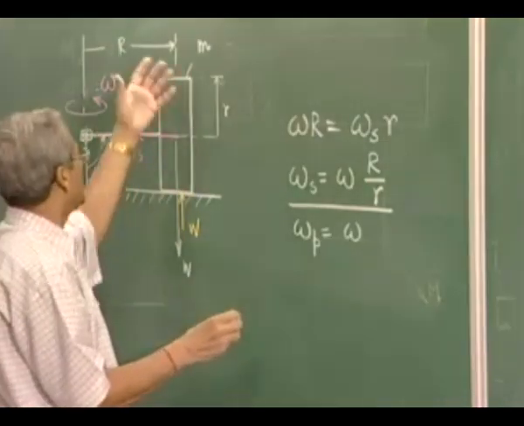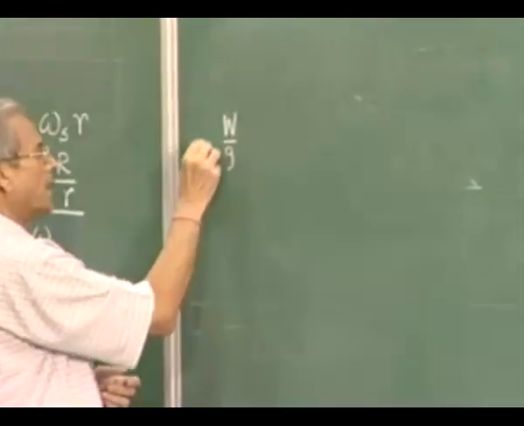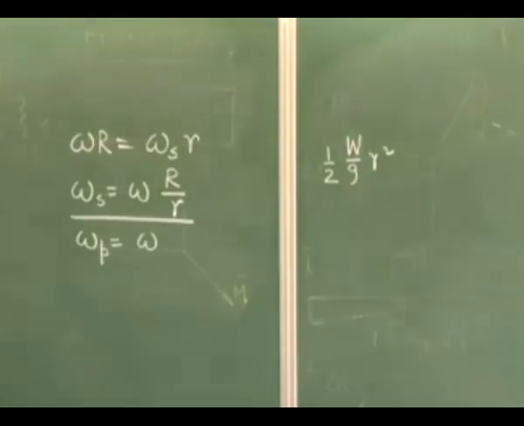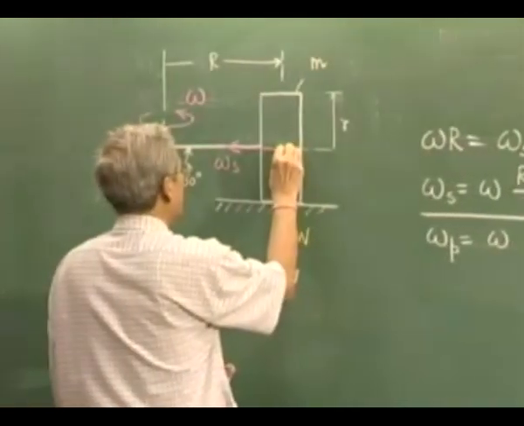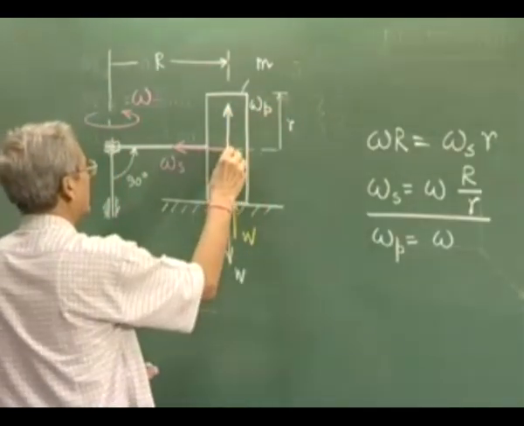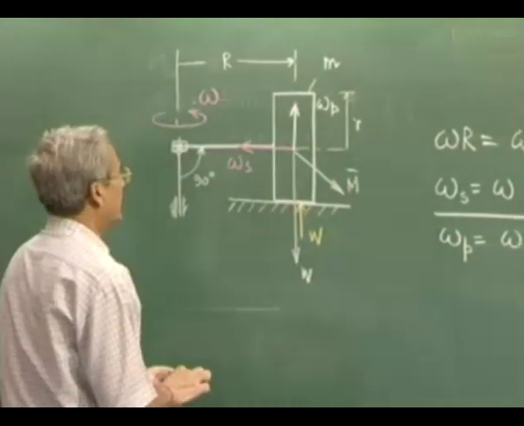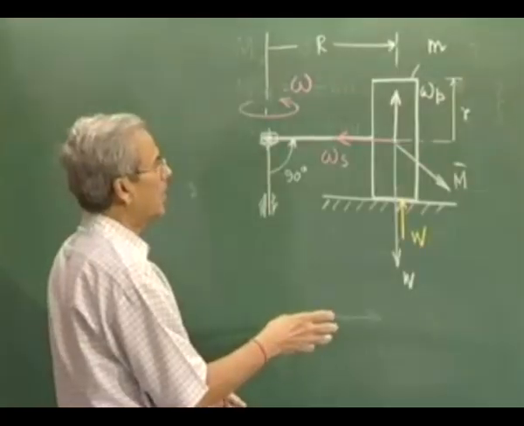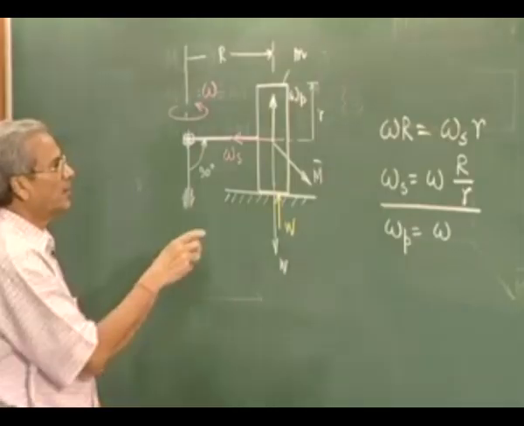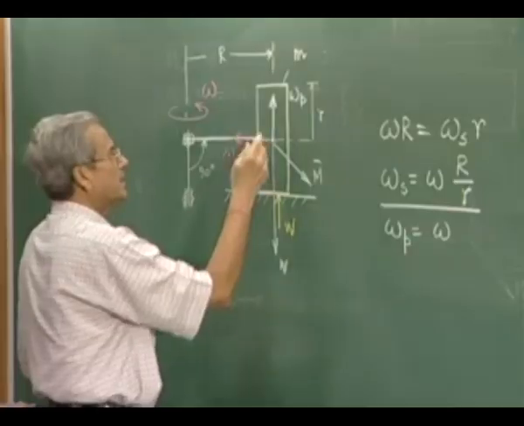Now if we assume this to be a disk, then its moment of inertia will be W by g, the mass, times half r square. Half m r square is the moment of inertia. So we know now that this is omega s, this is omega p. Then we know that a torque must be acting in this direction on the system. That means there must be a torque acting on this body, and according to our rule, if you rotate the spin vector by 90 degrees, it will be coming out of this board.